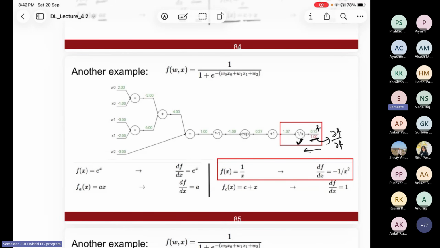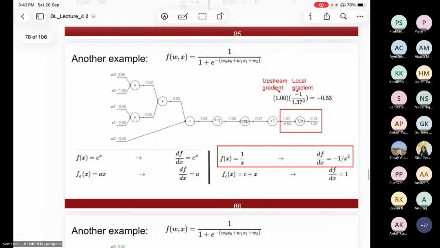And what is this function? If I write this thing, suppose this is x, then this function is f of x equal to 1 by x. And I know the derivative of 1 by x, because here you have to find the derivative of this local function. So del f by del x is minus 1 by x squared. You know the value of x, that is 1.37. You put it in, and you will get the value, minus 0.53.